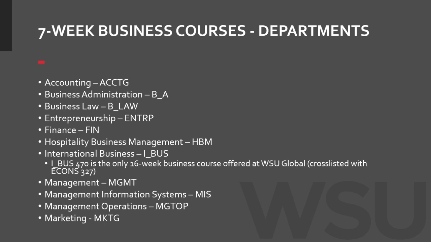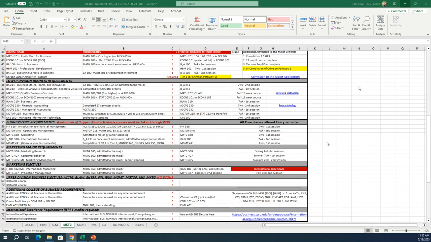Now, with the specific rotations for your business courses, where can you find when those courses will be offered? There are a few different places that we're going to take a look at in this video today. The first place to look is, of course, your individualized planning worksheet. This is something you would have received when you first started at WSU Global, whether you were a brand new student or a change of campus from another WSU campus.